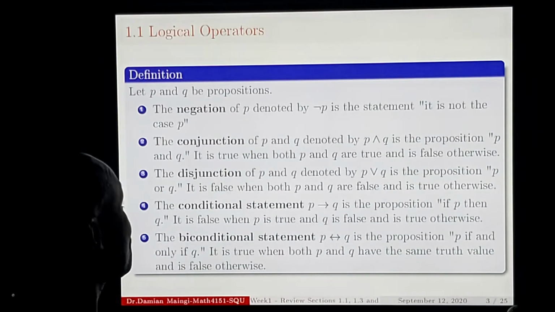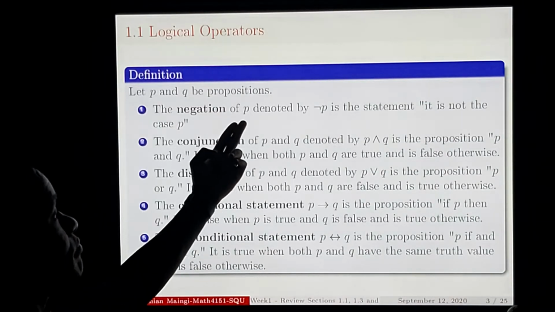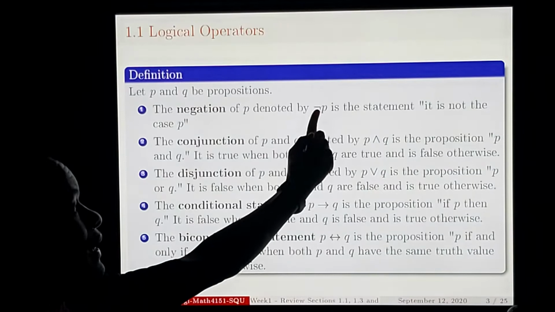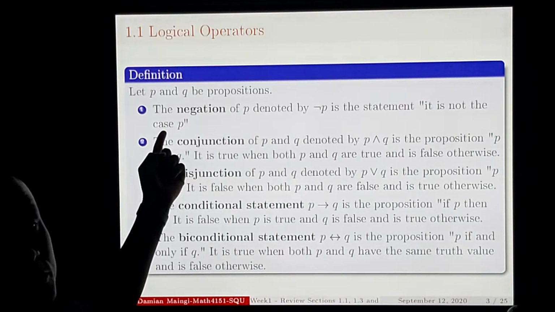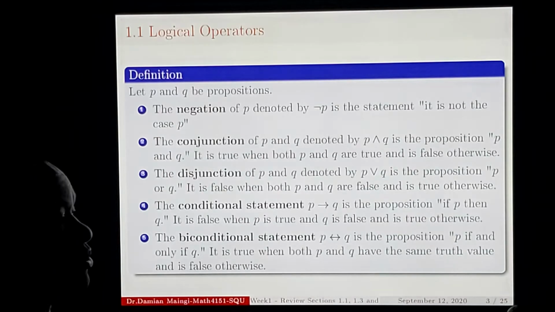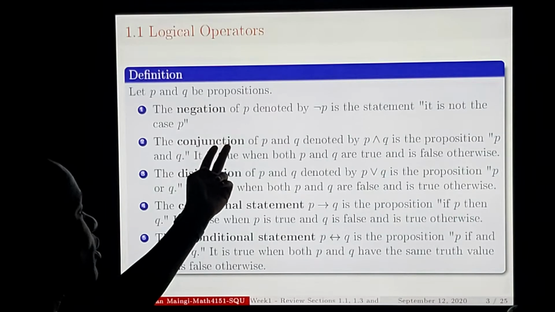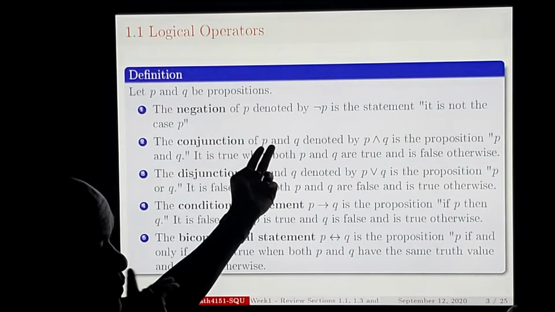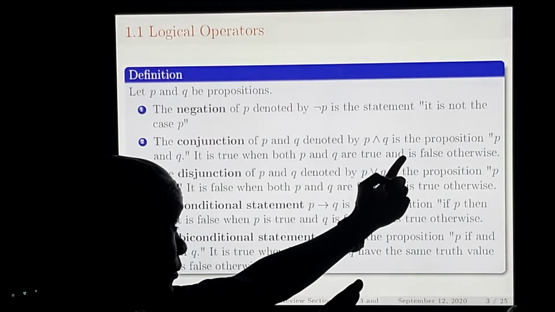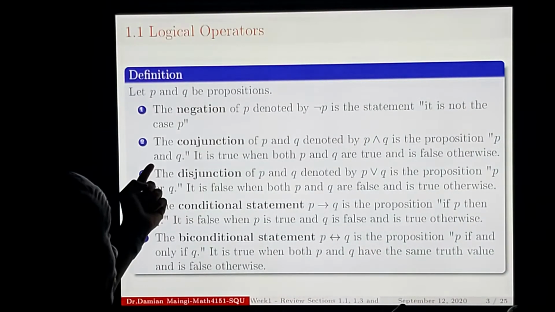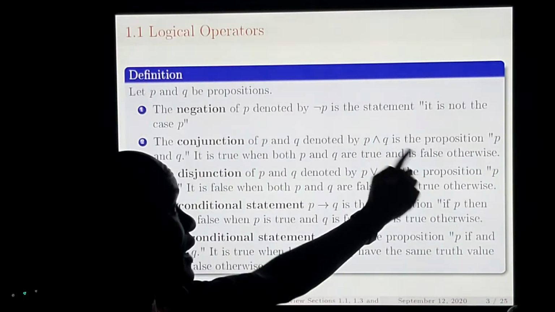So straight away we go next to the logical operators. The first one is negation. The negation of a given proposition p, denoted by not p, is the statement "it is not the case that p." It is cold, it is not cold. It is raining, it is not raining. Next, conjunction. The conjunction, or AND, of two propositions p and q, denoted by p and q, is the proposition "p and q." And this is true when both are true and false otherwise.